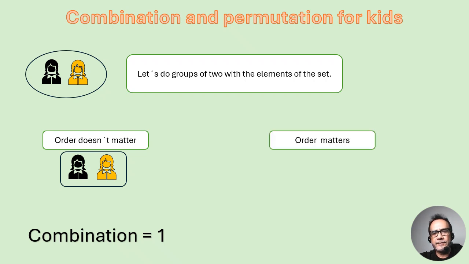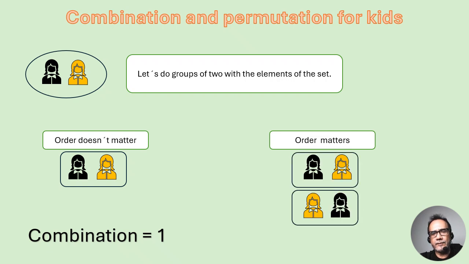If the order matters, we can do the first group and the second group. Now we can have the two groups because here the order matters. And it means that the first group is different to the second group because the order matters. The number of groups when the order matters has to do with the permutation. So the permutation in this case is equal to 2.